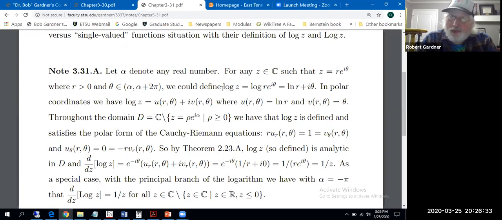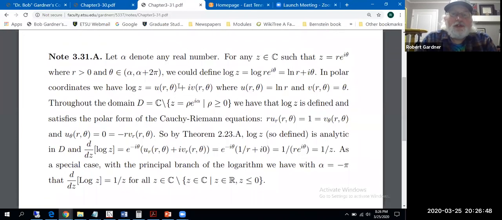So unfortunately, this is the same notation from the previous section, but in the previous section we had a multiple valued function. Now we've got a function. A particular function, this is what will be called a branch of the logarithm. In polar coordinates, it's easy to pick off the real and imaginary parts. They are simply the log of r and theta itself.